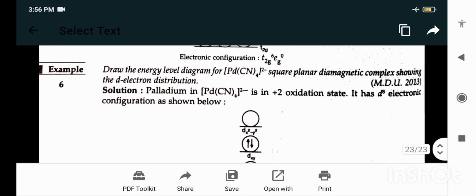Draw the energy level diagram for [Pd(CN)4]2 negative, a square planar diamagnetic complex, showing the d electronic distribution. [Pd(CN)4]2 negative is in plus 2 oxidation state. It has a d8 electronic configuration. The electronic configuration is dxz squared, dyz squared, dz squared, and dxy squared.